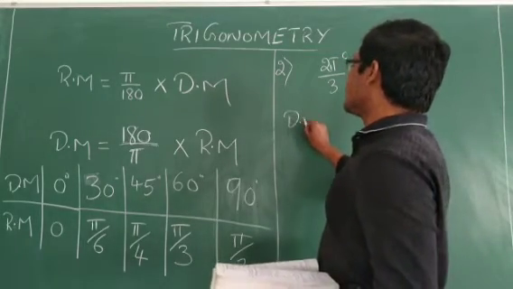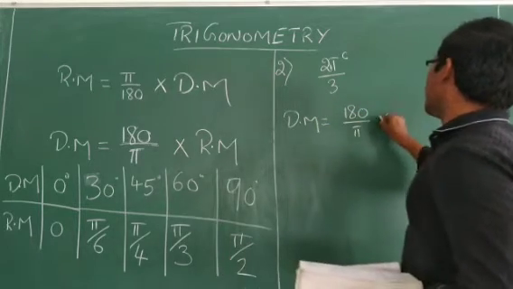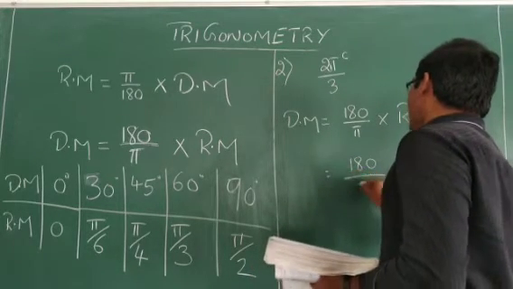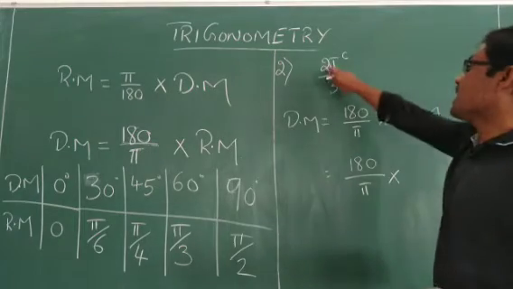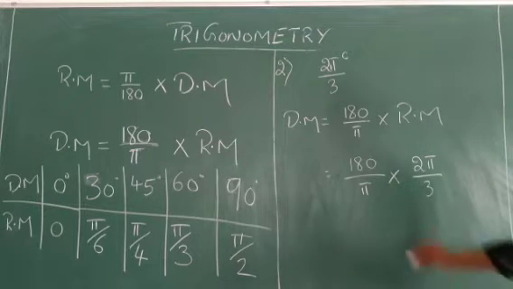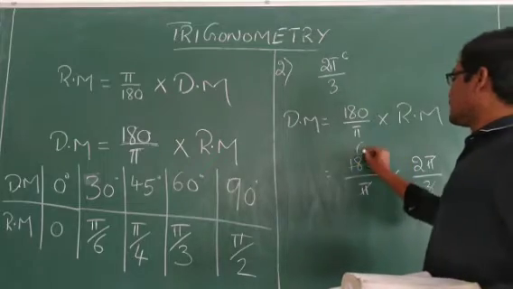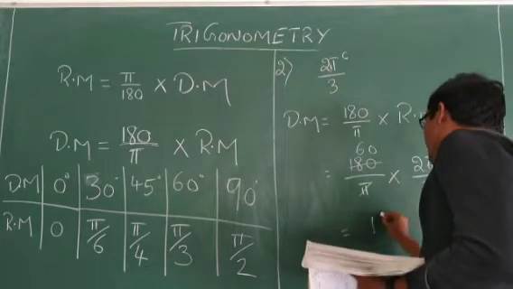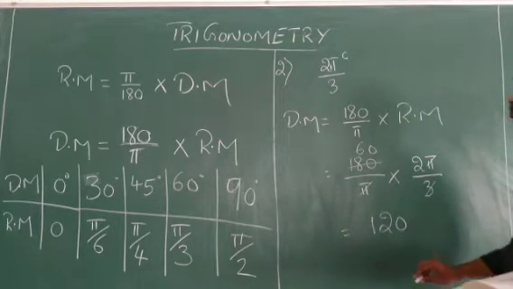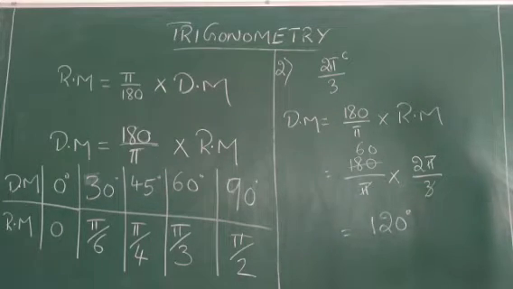So we write degree measure is equal to 180 by pi into radian measure. So this is equal to 180 by pi into the radian measure, which is 2 pi by 3. I can cancel pi. Here I can cancel 3, 6, 0. So that will be equal to 60 into 2, that is 120 degrees. This is in terms of degrees.